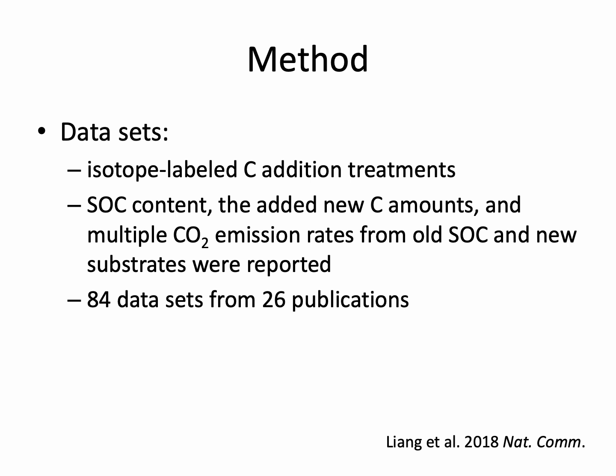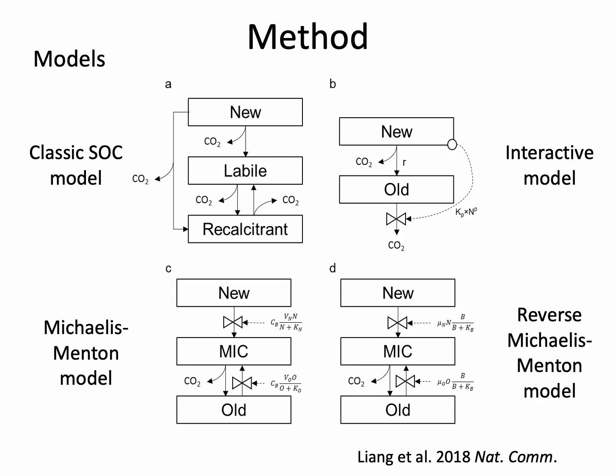The study required data to be collected from isotope-labeled carbon addition experiments. Those studies have to provide SOC content, the added new carbon amounts, multiple measurements of CO2 emission rates from old soil organic carbon, and the amount of new carbon substrate added. In total, the study used 84 data sets from 26 publications. The study used 4 models, including conventional soil organic carbon dynamic model, new old carbon interactive model, Michaelis-Menten models, and reverse Michaelis-Menten models.